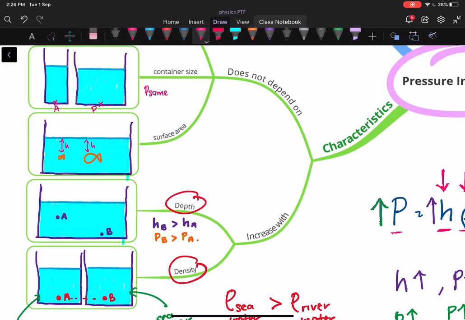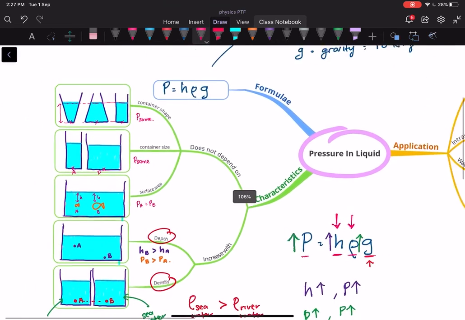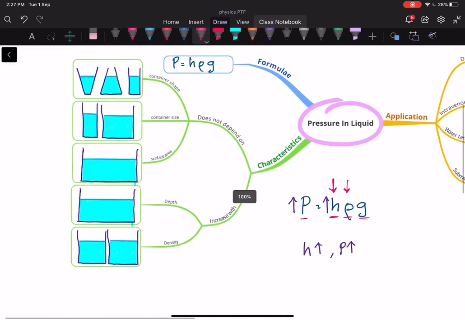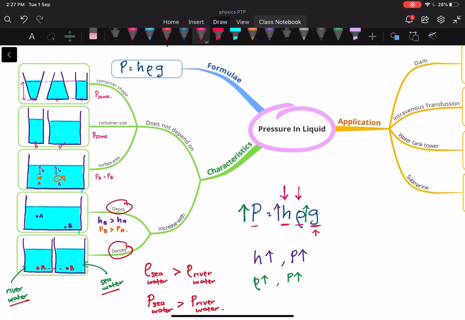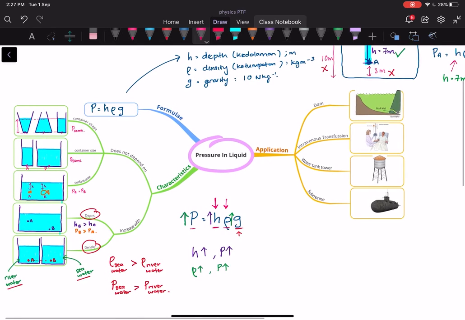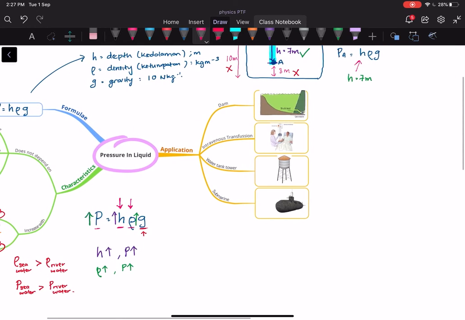So, which one has a higher pressure here? Ikan yang kecil ke atau ikan yang besar? Sepatutnya, kedua-dua ikan A dan B ini akan mempunyai tekanan yang sama. Remember, luas permukaan objek tidak akan mempengaruhi tekanan. The surface area of the object does not affect the pressure. Okay, so what we have covered up to now, we have learned about formulas and the characteristics that depend on the pressure in a liquid. Now, let's move to the application related to the pressure in a liquid.